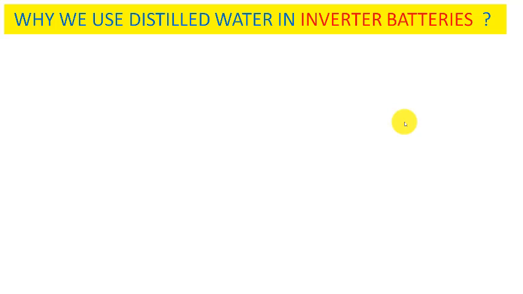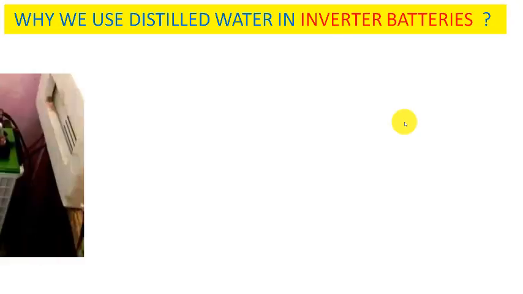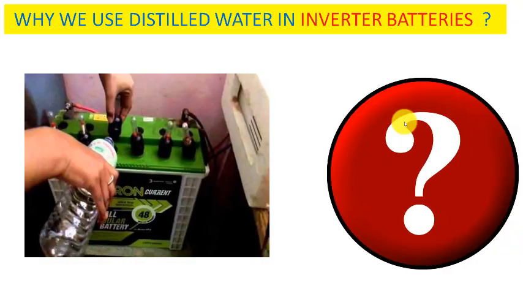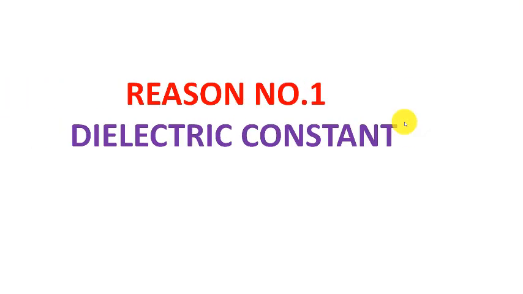Why we use distilled water in inverter batteries. So basically there are mainly two reasons behind using distilled water in inverter batteries. The first one is the dielectric constant.